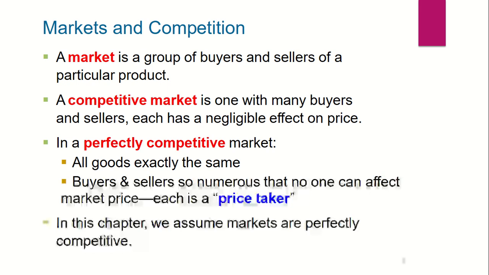A competitive market is one with many buyers and sellers. Each has a negligible effect on price. In a perfectly competitive market, all goods are exactly the same, and buyers and sellers are so numerous that no one can affect market price. So each one is a price taker, because buyers and sellers in perfectly competitive markets must accept the price the market determines. That's why they are said to be price takers. In this chapter, we assume markets are perfectly competitive.